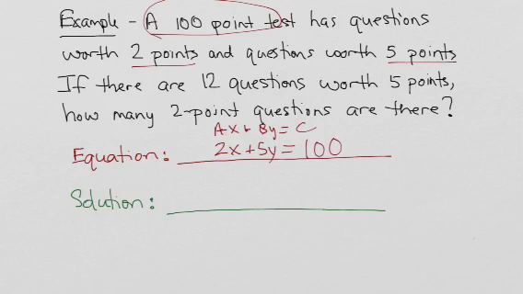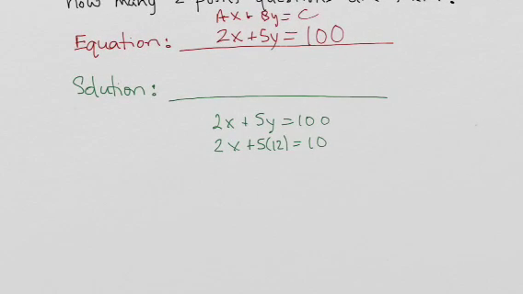So again, what that means is we're going to take that actual equation, there's 2-point questions and 5-point questions worth 100 points total, and we know how many questions are 5 points. There's 12. So if I multiply 5 times 12, that gets me 60. Now I have an algebra problem to solve where I've got my x, and I'll start by getting rid of the plus 60 by doing minus 60 on both sides.